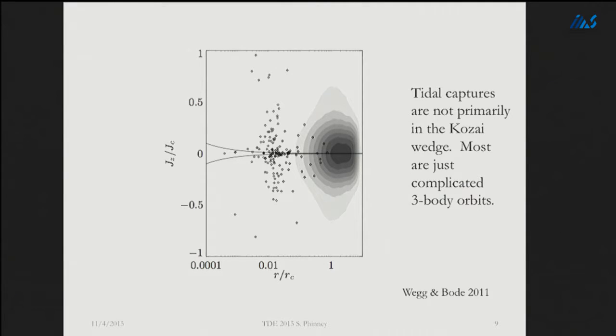And then in contrast to some earlier claims, this shows radius versus angular momentum relative to the circular angular momentum. This is the famous Kozai wedge. There were some early claims that the dominant effect feeding things in was Kozai perturbations. Clearly, most of the things that are tidally captured were not sent in by Kozai. They're just sent in by complicated three-body orbits, Newtonian three-body orbits, of the two black holes and the single stars as test particles.